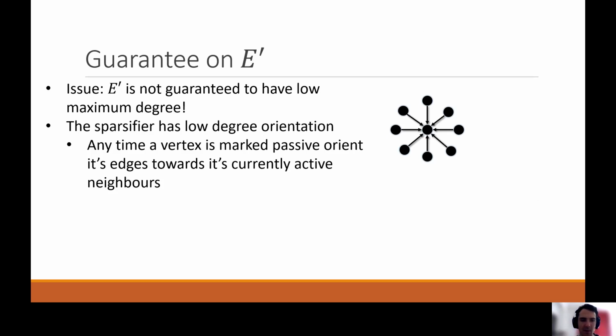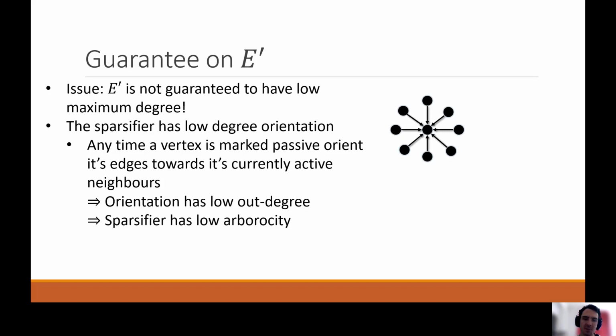On the other hand, our sparsifier will admit a low out degree orientation. To see why, any time a vertex is moved to the passive set, orient its unoriented edges towards its active neighbors. There can't be too many of these, since this is why we move the vertex to the passive set. Therefore, in this orientation, every vertex will have low out degree, which means that the sparsifier has low arboricity.